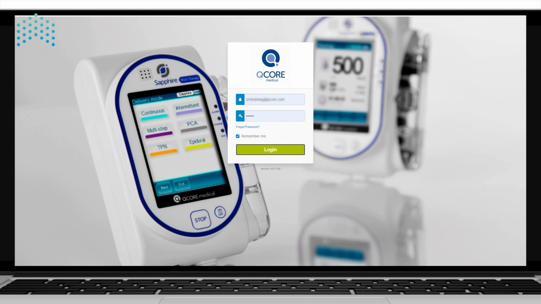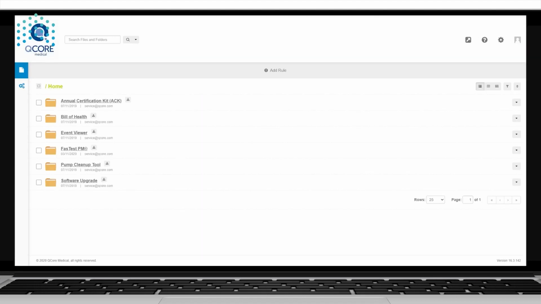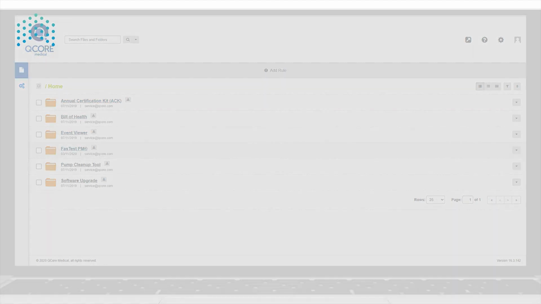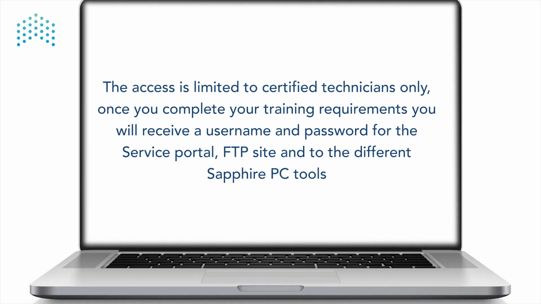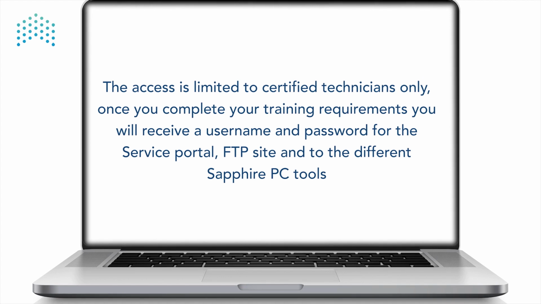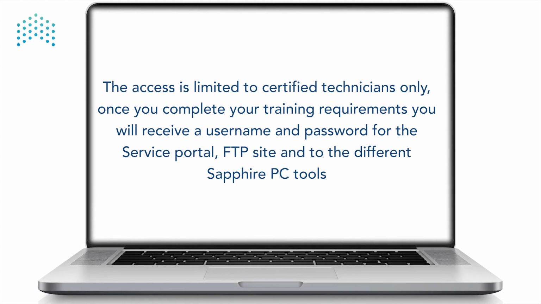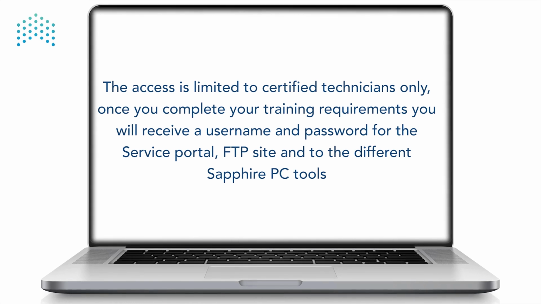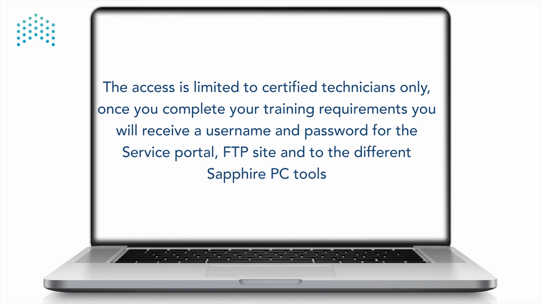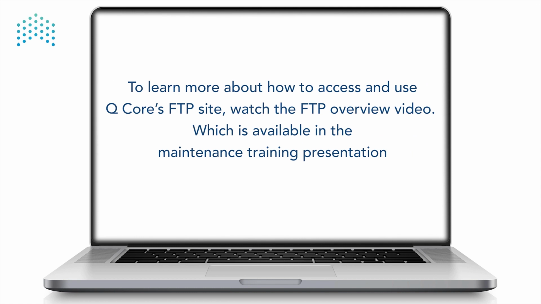The software is available for you to download along with all other Sapphire PC tools on the FTP site. The access is limited to certified technicians only. Once you complete your training requirements, you will receive a username and password for the service portal, FTP site, and the different Sapphire PC tools. To learn more about how to access and use QCore's FTP site, watch the FTP overview video, which is available in the maintenance training presentation.